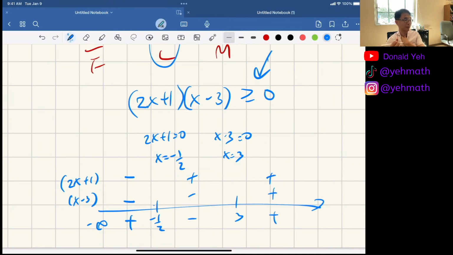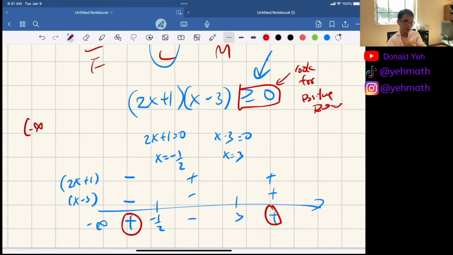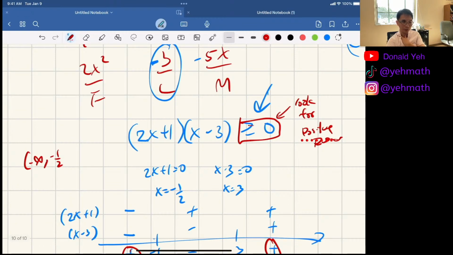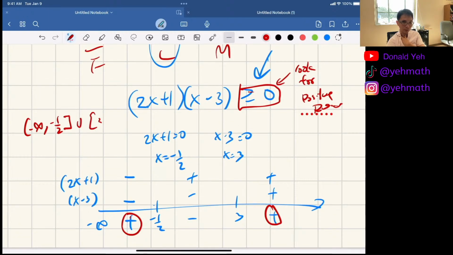Now, this is not answering the question, however, because the question is right here. It says greater than 0. That means look for the positive region, and that means this part and this part. So that means the answer is -infinity to -1/2. And depending on the question, this is greater than or equal to, so this is going to be a bracket, union from 3 to infinity. And that's my answer. Right? And that's how it goes.